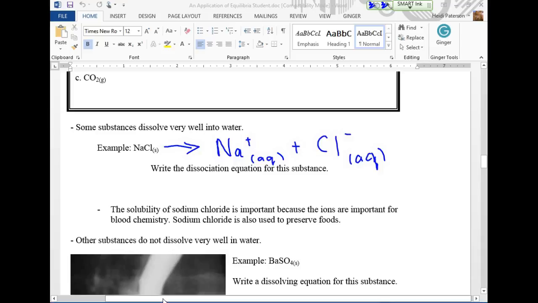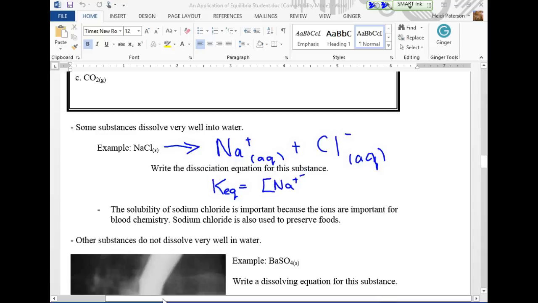What would the K_eq expression look like for this? If you had to write a K_eq expression for the dissolving of salt, what would it look like? Would be 1 over Na plus Cl. Actually, it'd be [Na+] and then [Cl-] with brackets around them, because K_eq is always products over reactants.